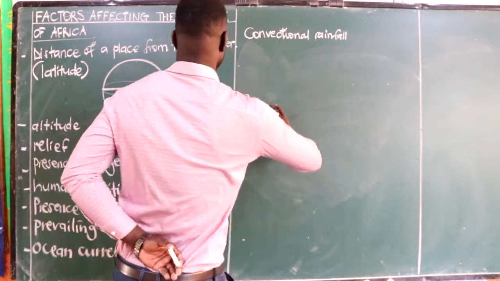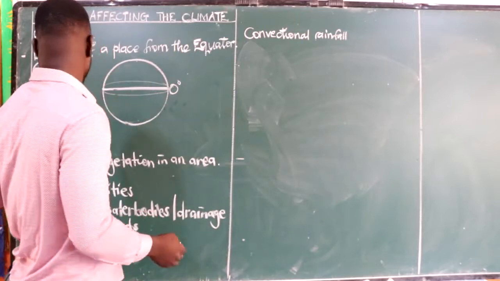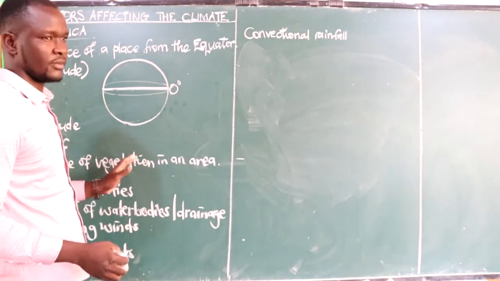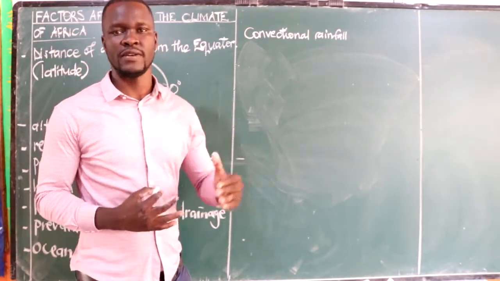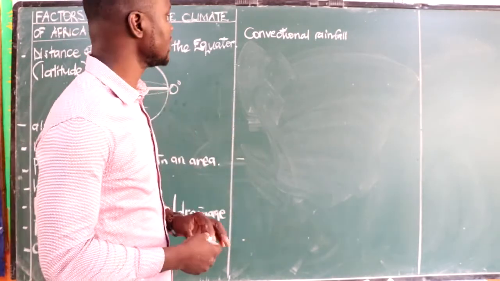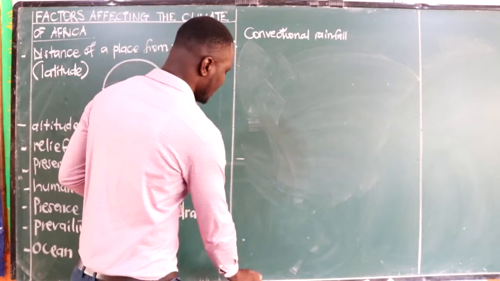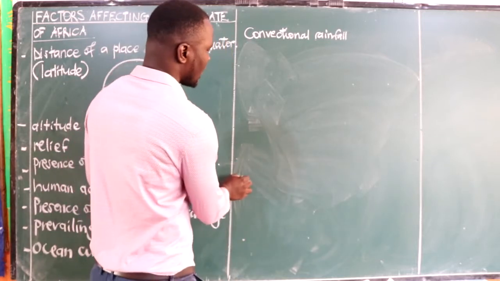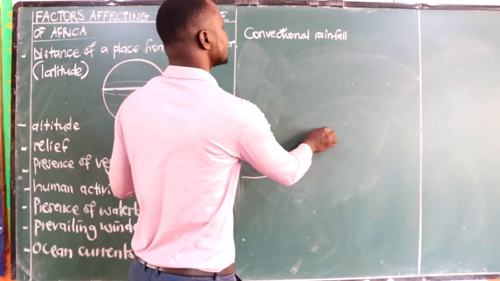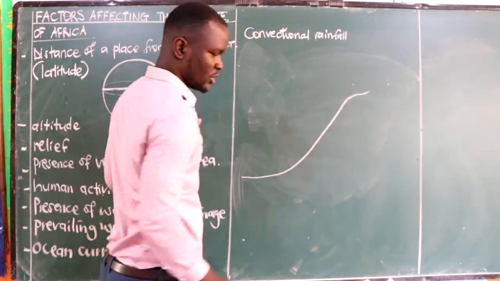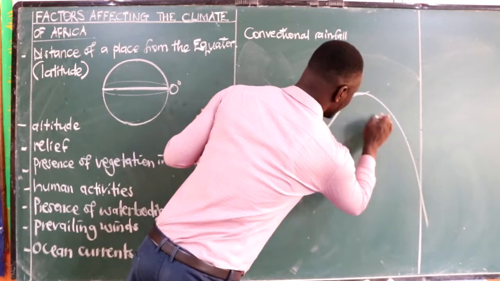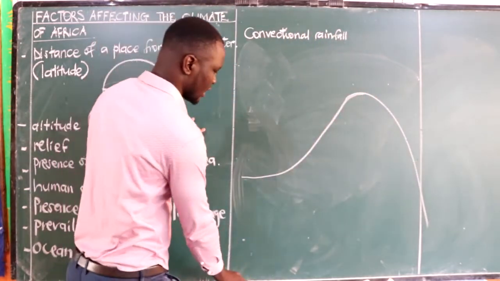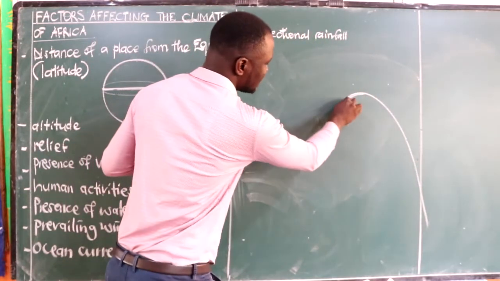Then the other one is we have altitude. Altitude, we simply define it as the height of land above the sea level, which implies that we have some areas which are on a lower altitude, whereas some areas are on a higher altitude. So here I would draw our mountain to make us understand this well.